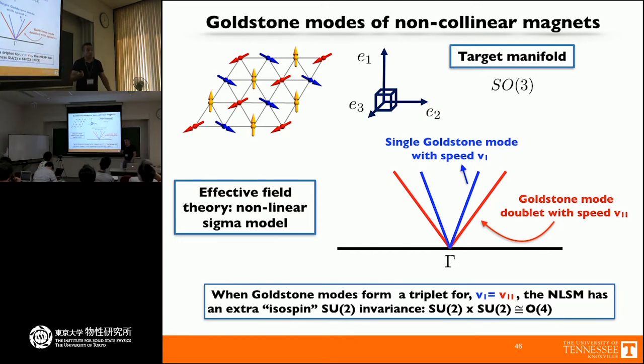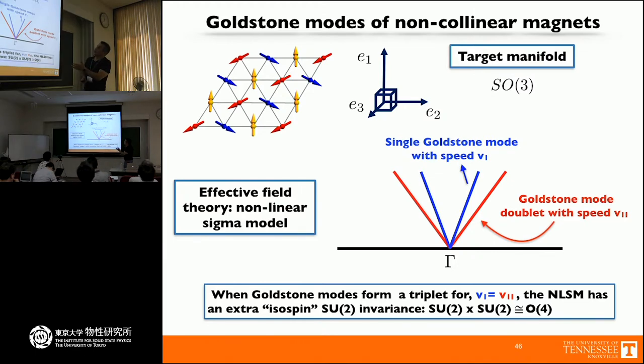When the SU2 isospin is not present, I will get a different form of the theory. So the bottom line is, when you have a triplet of Goldstone modes, there is an additional SU2 symmetry in the theory. So SU2 cross SU2 is on. So you have more symmetry.